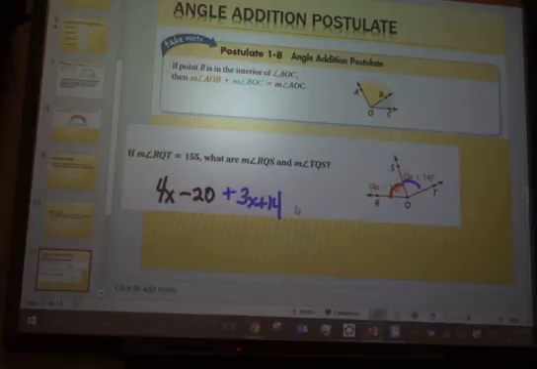What should they total? 155. Okay. That's going to give us how many x's? 7x. What's the constants change to? Negative 6 equals 155. So 7x is equal to 161, right?